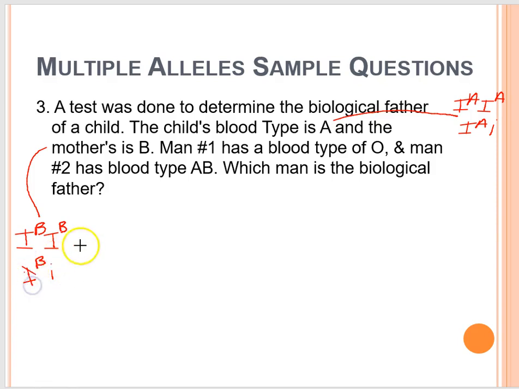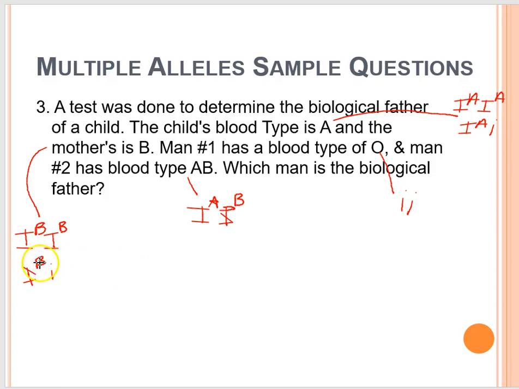Man 1, I don't know who the daddy is. Man 1 has type O. What's his? Little i, little i. Man 2 has AB. What's his? Big I A, big I B. Which man is the daddy? Wait, what type does the child have? A. Think about it.